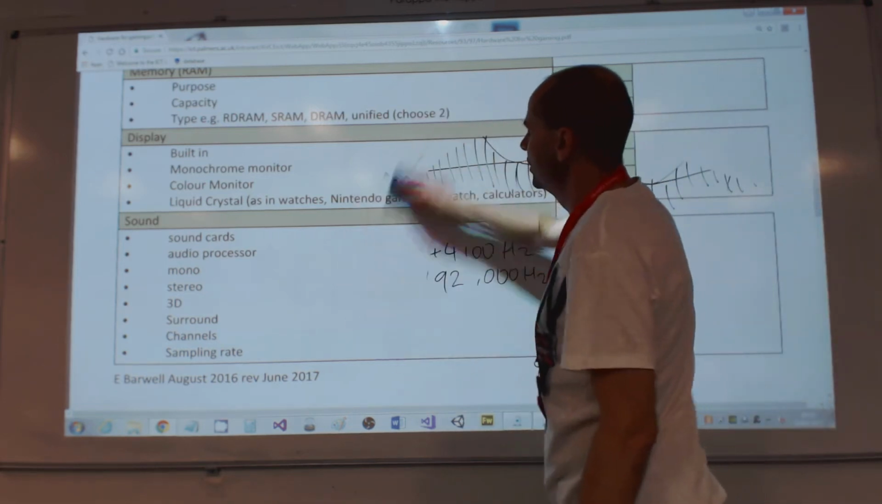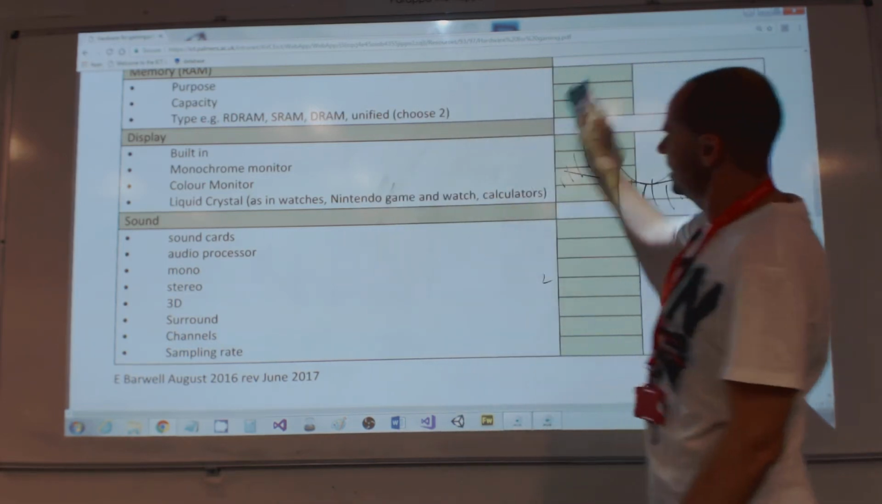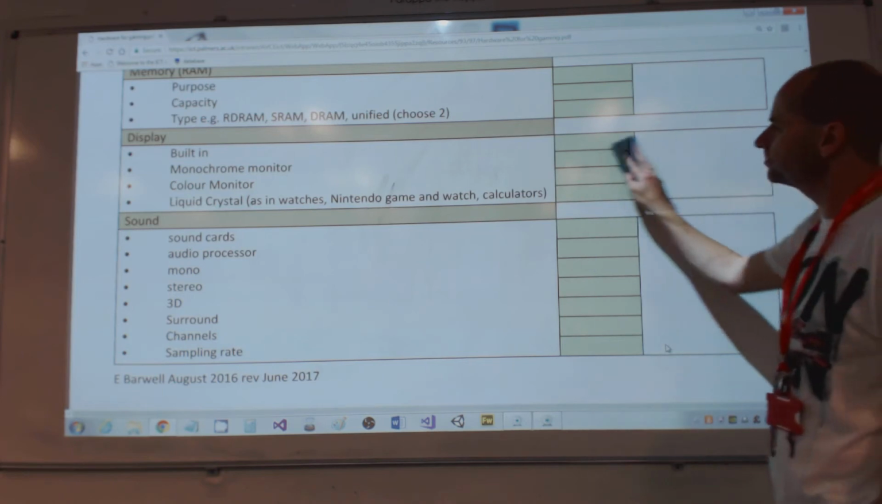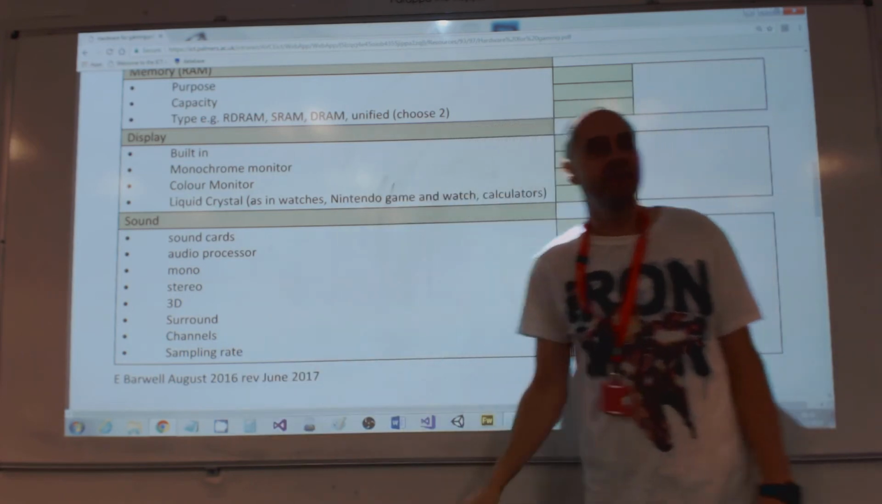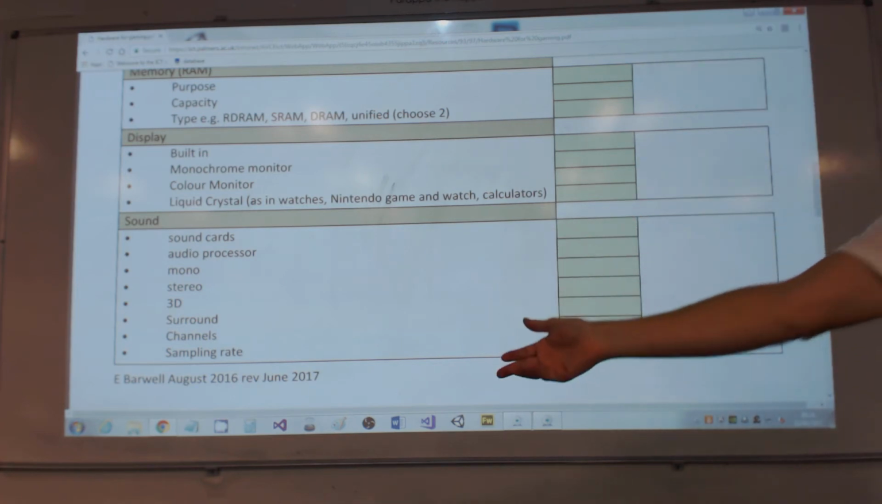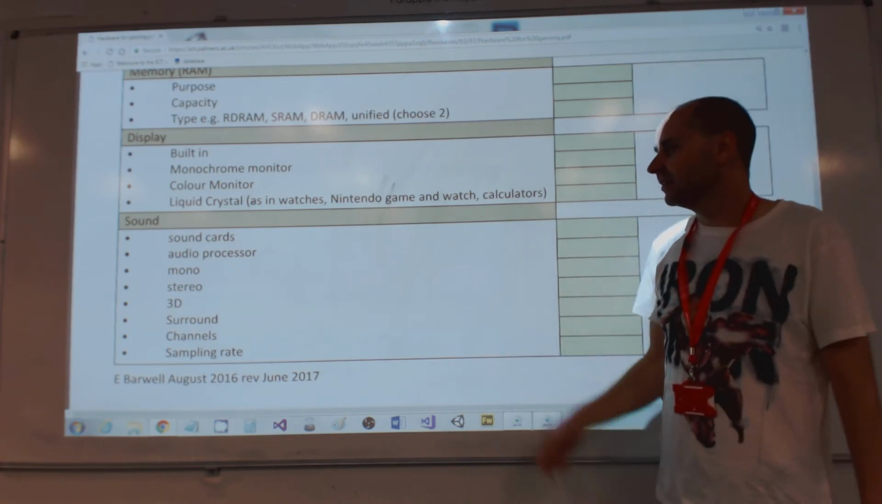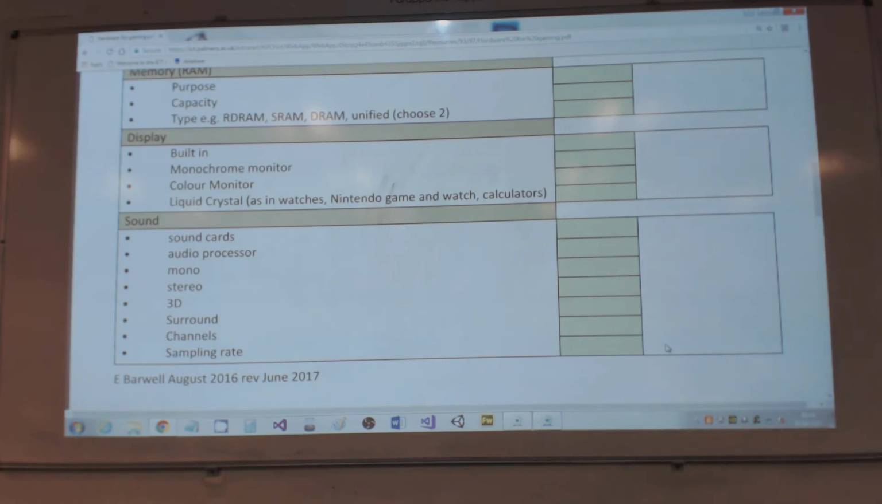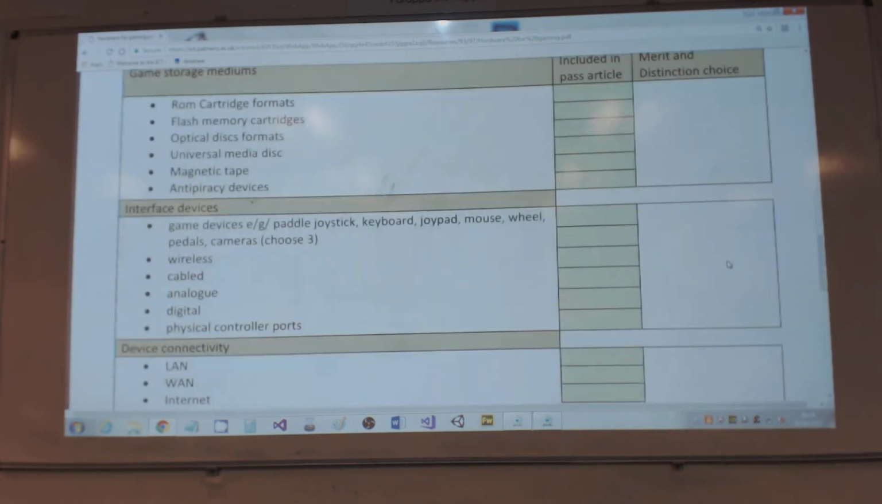So make sure you get a really good handle on what the sampling rate is. And obviously if you're sampling, every channel that you're sampling is extra data. Right, we'll move on to the last page.